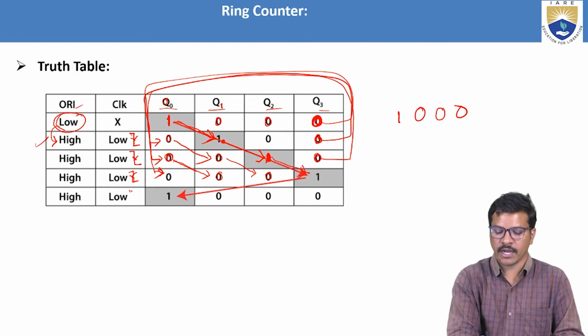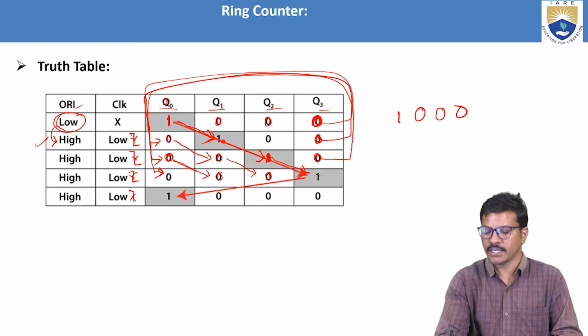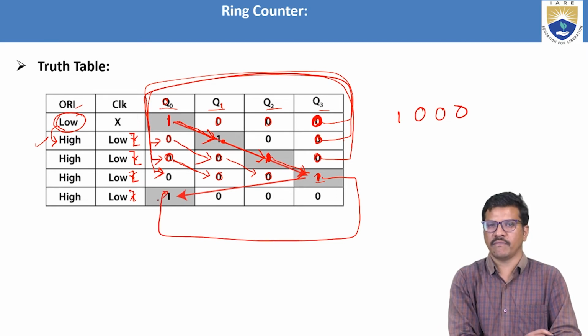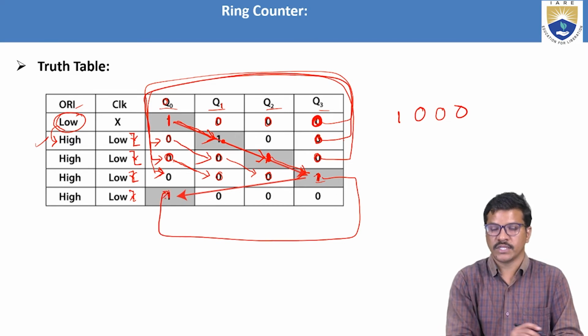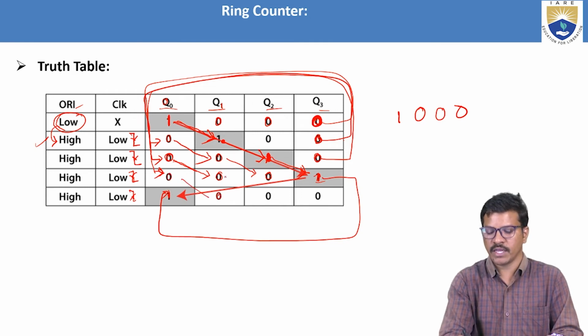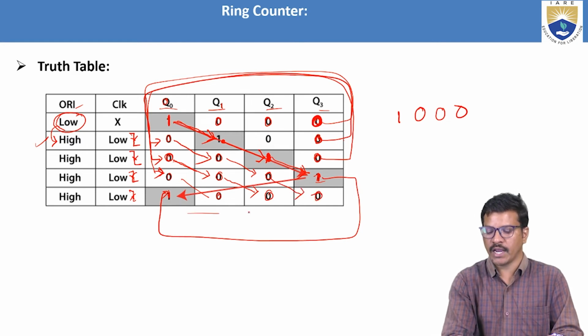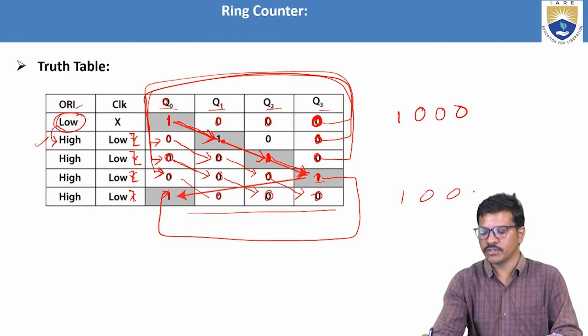Again I am applying the clock. This last flip-flop is 1 now, and that will be fed back to the first flip-flop. So logic 1 here. Previously the first flip-flop output is 0, that will pass to the next. Previously the second flip-flop output is 0, that will pass to the next. And previously the third flip-flop output is 0, that will be passed on. So again we get back 1 0 0 0.